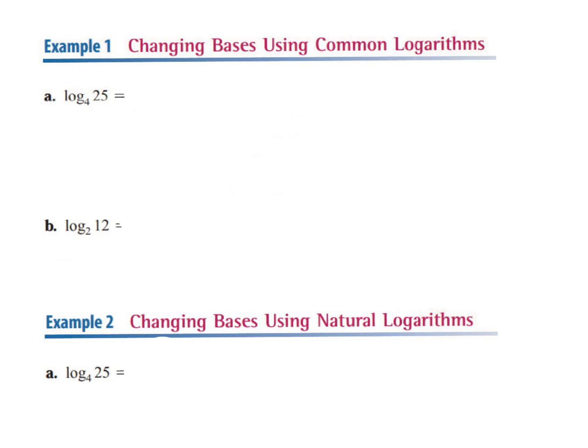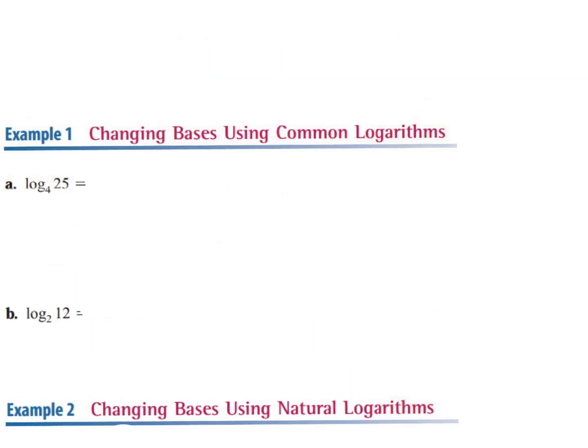The log button in your calculator is log base 10. It says log, it's log base 10. That little number there is 10. That's what's programmed into your calculator. If you don't see a little number there, it's considered log base 10. Same thing with the ln. We'll talk about that in a second.